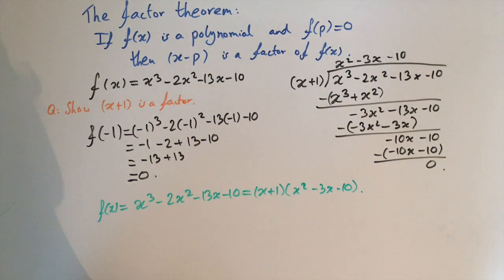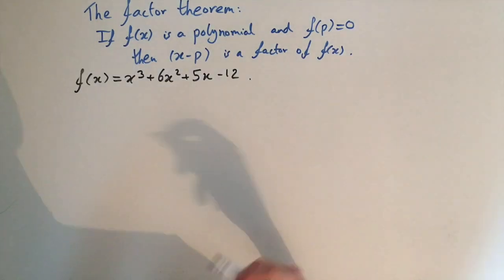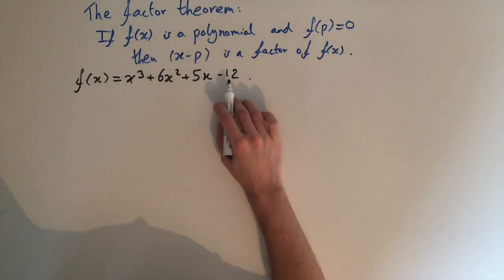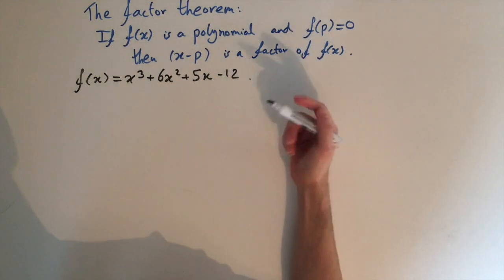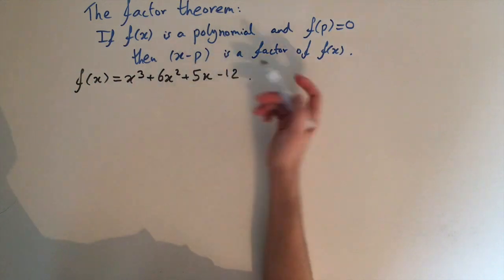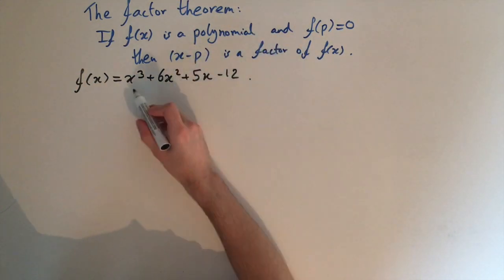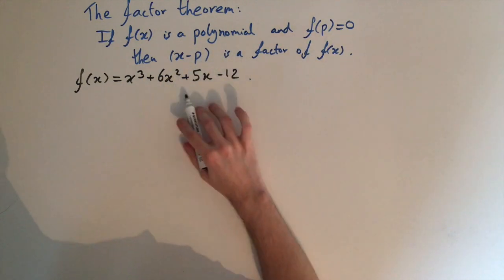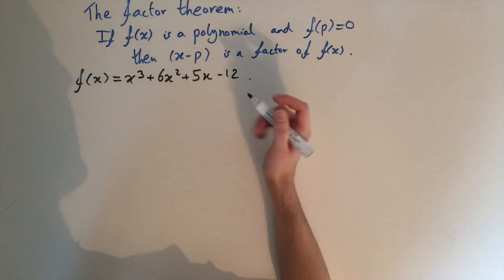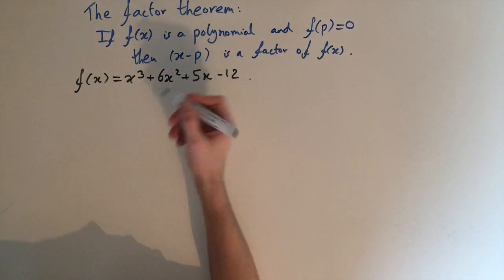So let's just look at one more example to make sure we understand it all. I'm just going to wipe off the board and then we'll have a look. Okay, so for this example, we're going to use the factor theorem to factorize this cubic. The way we do that is we can test some values to find where f of x equals 0, and it would give us one of the factors. Then we can use polynomial division to find the other factor, which would be a quadratic, and we can factorize quadratics quite easily.